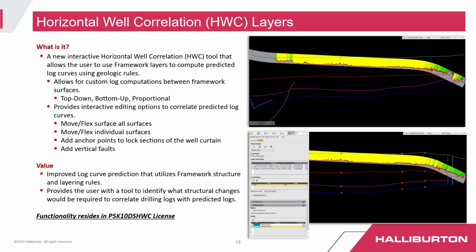You can have multiple layers in here represented by a top-down, proportional space, or bottom-up conformance, meaning the calculation we're using to calculate a predicted log can vary amongst the different layers. This is powerful in that you can use things like bottom-up conformance in areas that have a truncating unconformity to get a predicted log, whereas previously you were not able to do so.